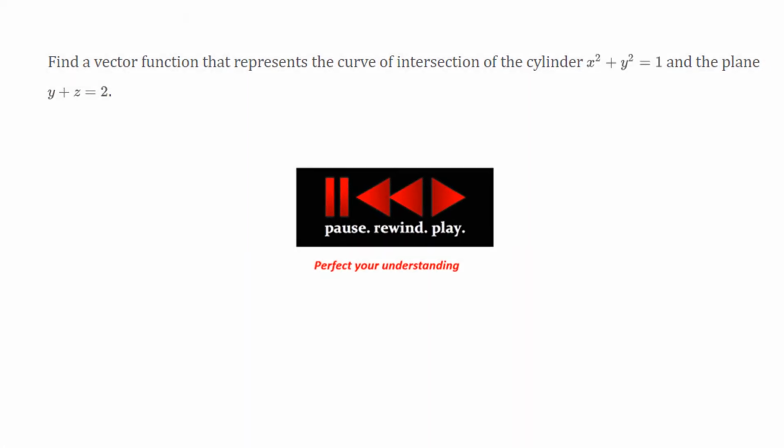The next example: find a vector function that represents the curve that is the intersection of this cylinder, x squared plus y squared equals 1, and the plane y plus z is equal to 2. You know what to do. Let's see how you did.